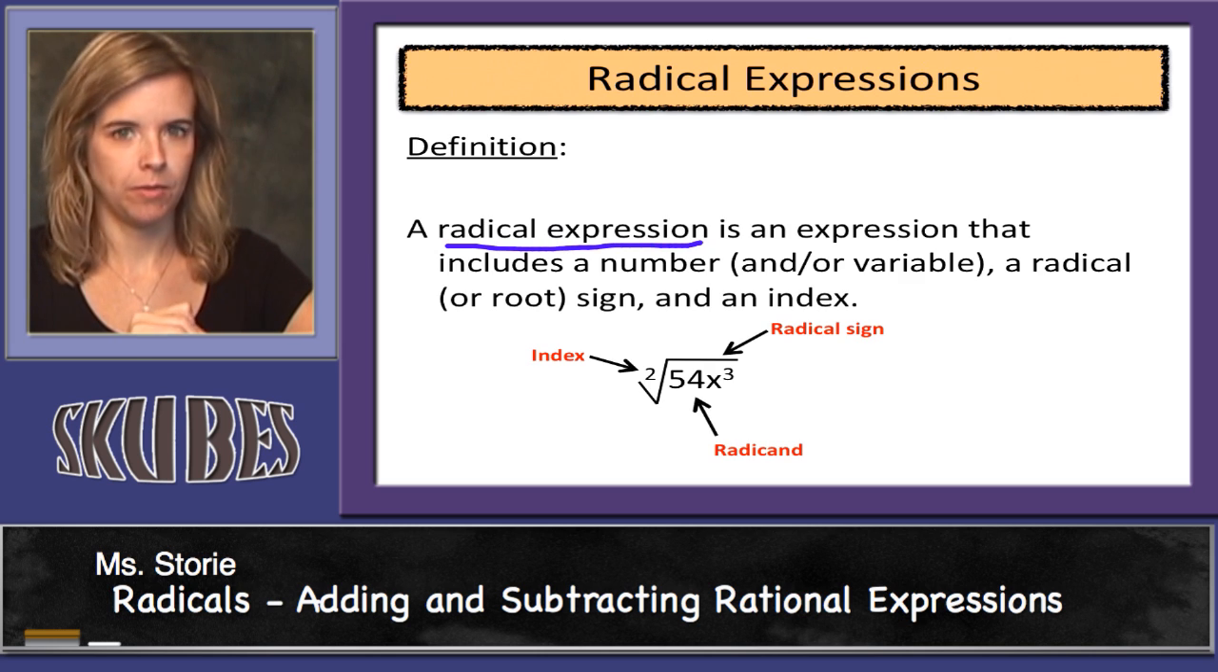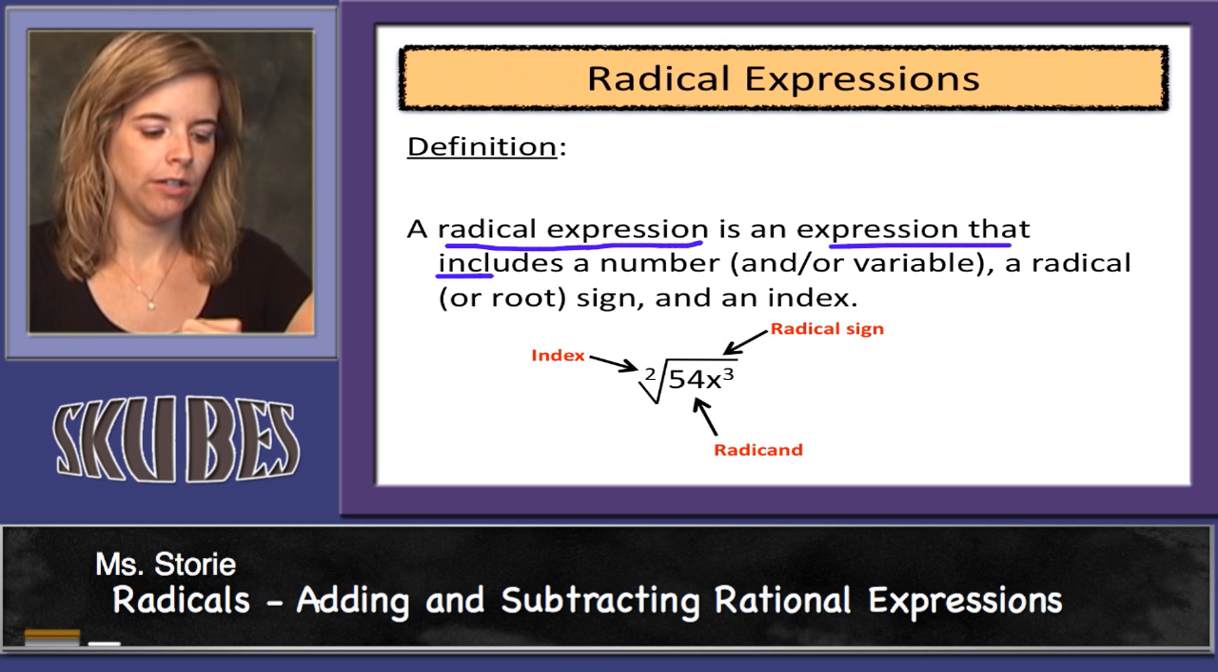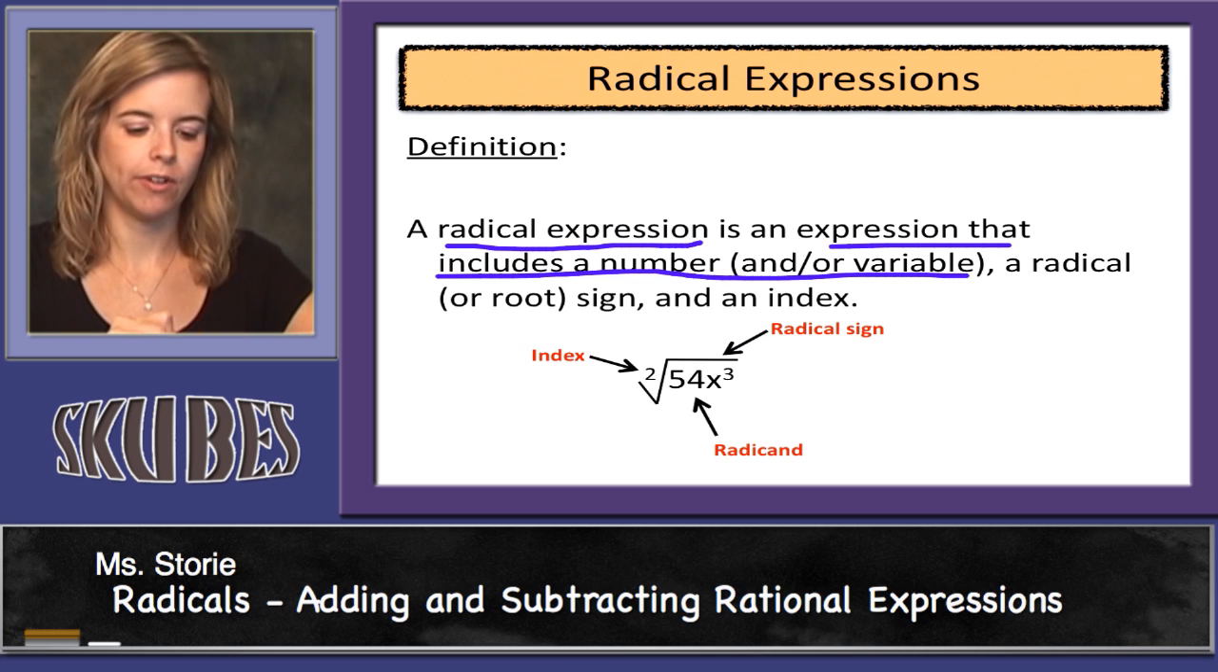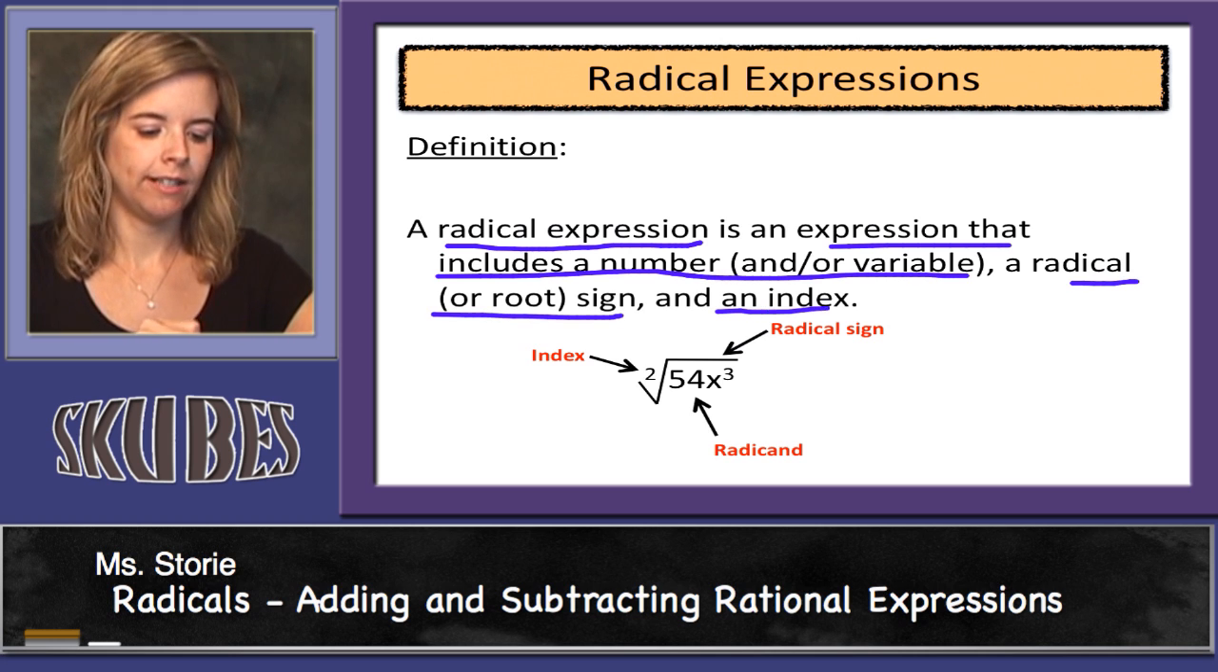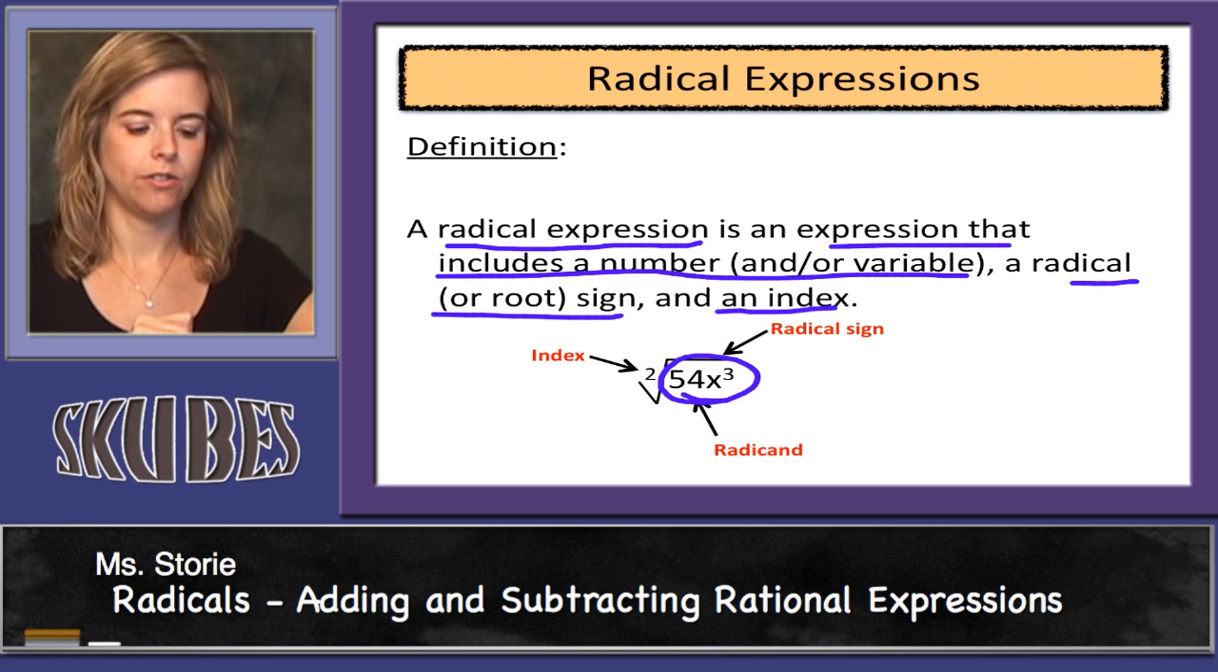A radical expression, that means no equal sign, is an expression that includes a number, and it can also have a variable, a radical or root sign, and an index. So here is your expression, there's your index, and there's your square root sign.